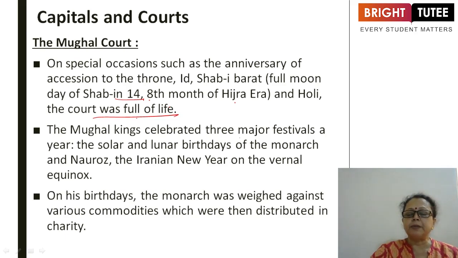The Mughal king celebrated 3 major festivals in a year: the solar and lunar birthdays of the monarch, and the Nowruz. Nowruz is actually the Iranian New Year on the vernal equinox, when the days and the nights are equal throughout the earth. On his birthday, the monarch was weighed against various commodities, which were then distributed in charity. This is also work done by the emperor.